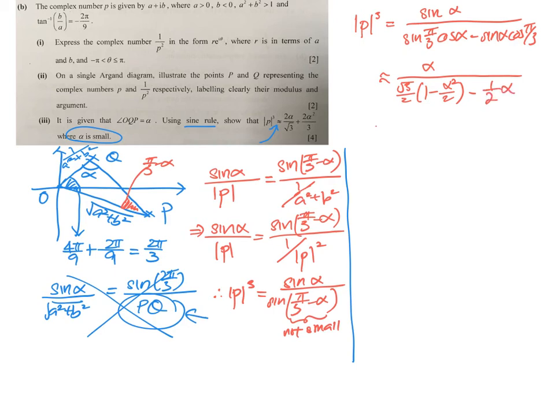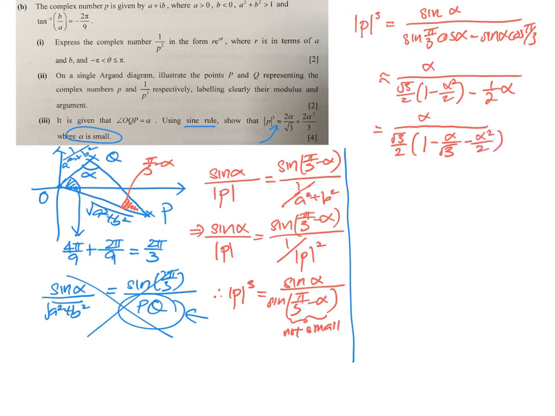So sine alpha is alpha. So we will have alpha over, let me simplify the expression, we will have root 3 over 2. Let me pull out the factor, root 3 over 2. Okay, we will have 1 minus alpha over root 3 minus alpha square over 2.